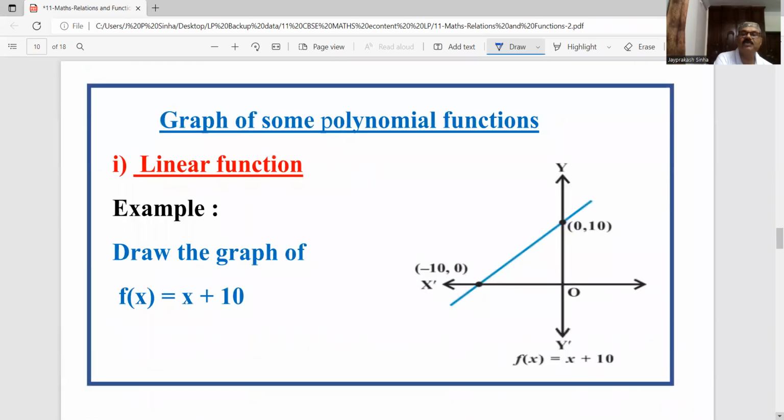So now the graph of some polynomial functions. When the graph is like this, y is equal to ax plus b, this is a linear function. Why linear? Because this represents the equation of a line. This represents the equation of a straight line. That is why it is called a linear function. Correct?